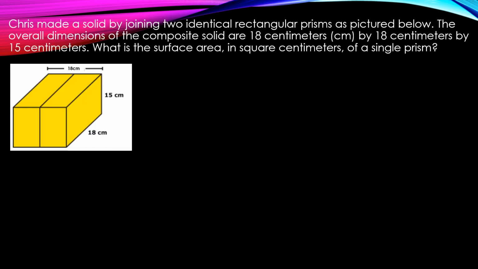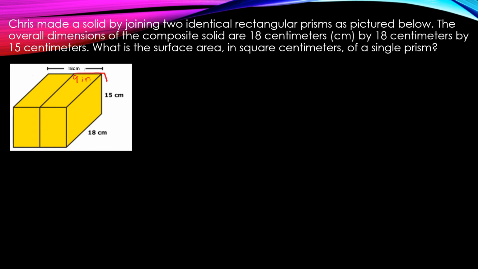Alrighty, next question. In the next question, it says that Chris made a solid by joining these two identical rectangular prisms, and we have this here. We want to know what is the surface area in square inches of a single prism. Well, think about it. If this big segment up here is 18 inches, if I were to cut it in half, this would be 9 centimeters. Sorry, not inches, this is centimeters.